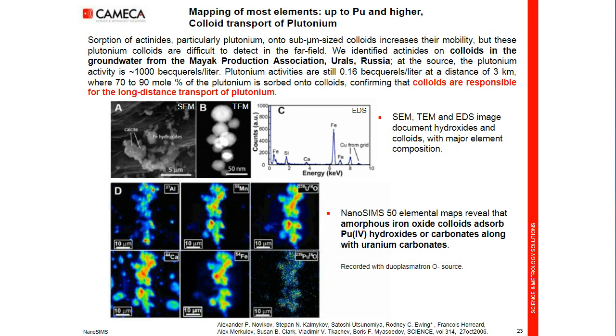detect the masses. NanoSIMS can detect ions from mass 1, hydrogen, to mass 400 at 16 keV, and higher if you reduce the primary energy. And also, it illustrates the sensitivity of the NanoSIMS to detect heavy masses from small objects in the environment. And here, the conclusion was that phosphorus iron oxide colloids absorb plutonium hydroxides or carbonates along with uranium carbonate.